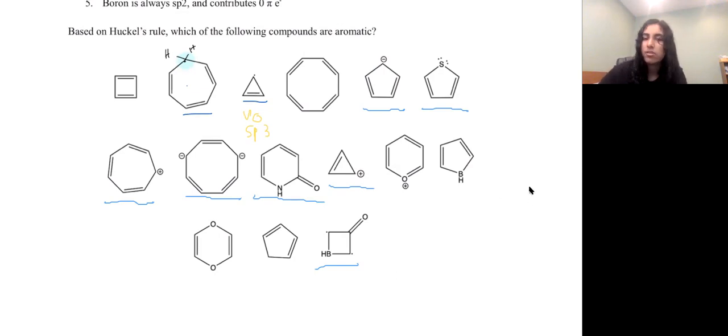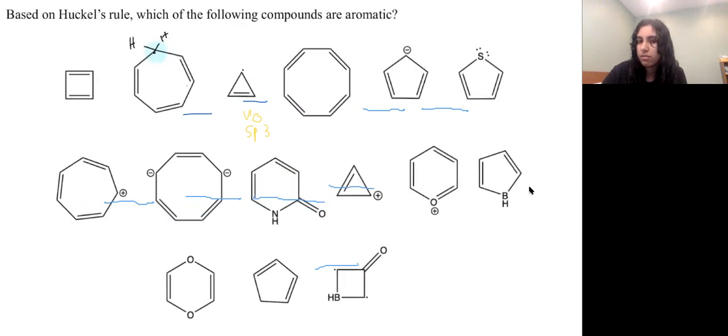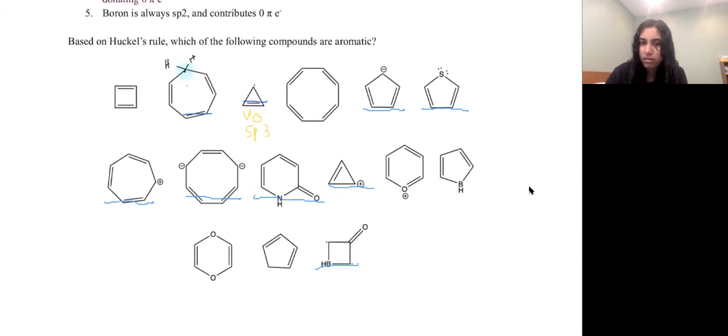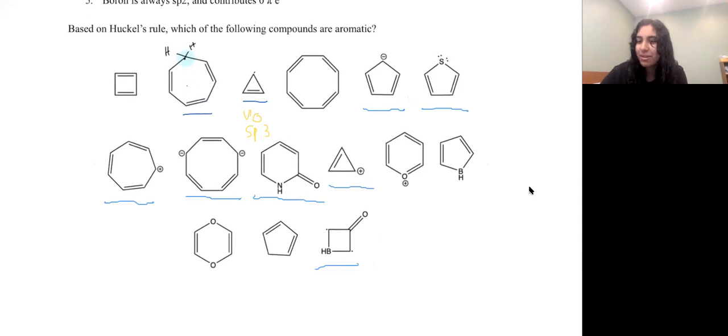For the other one right next to it, you have an odd number of radicals. You just have one radical. I know it's kind of tiny and hard to see, but that's going to give you an odd number of pi electrons. And remember, you need 4n plus 2 pi electrons. If it's an odd number, that's impossible. So this is also not aromatic.